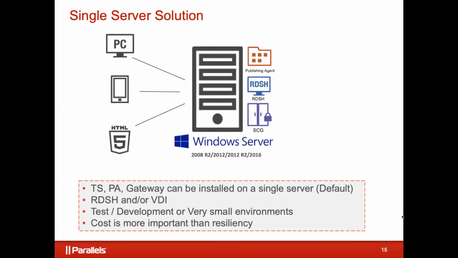Okay, so like I said, if you just install RAS, Remote Application Server, and you take the defaults, you end up with a single server that looks like this. It's got the publishing agent, the remote desktop session host agent, and the secure client gateway running all on a single server. This is great for getting started.